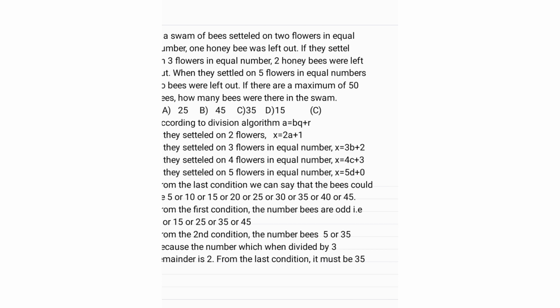If the remainder is 0, the number of honeybees could be 5, 10, 15, 20, 25, 30, 35, 40 or 45. From the first condition, x is an odd number. Therefore, this could be 5 or 15 or 25 or 35 or 45. From the second condition, when divided by 3, remainder is 2. Therefore, 5 or 35. When they settled on 4 flowers, 3 were left over. Therefore, x must be 35. Therefore, the number of bees in the swarm must be 35.